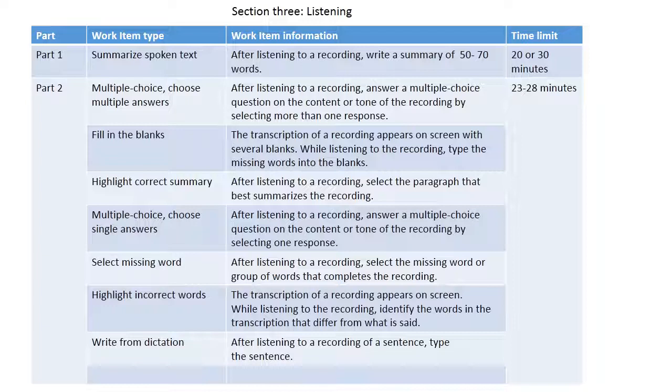Fill in the blanks. The transcription of a recording appears on screen with several blanks. While listening to the recording, type the missing words into the blanks. Then highlight correct summary. After listening to a recording, select the paragraph that best summarizes the recording. Then multiple choice, choose single answer. After listening to a recording, answer a multiple choice question on the content or tone of the recording by selecting one response. Select missing word. After listening to a recording, select the missing word or group of words that completes the recording. And then highlight incorrect words.